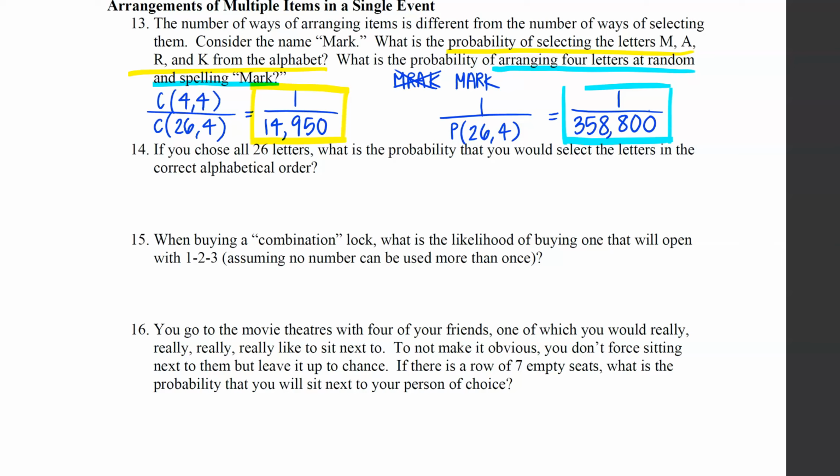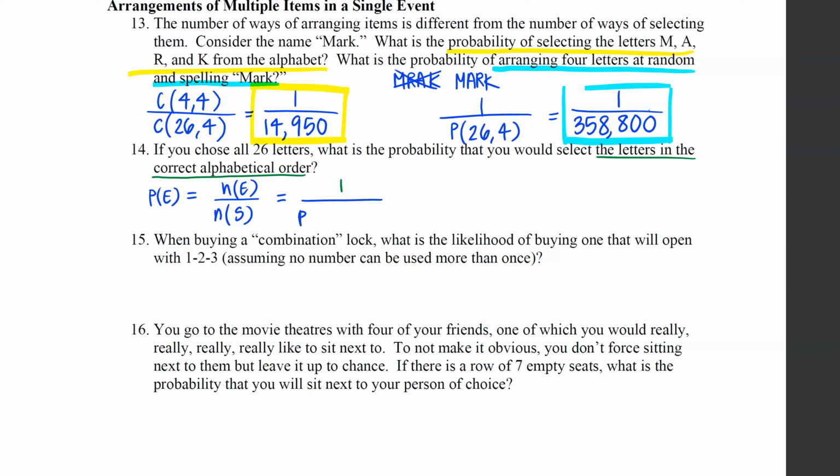In question 14, if you choose all 4 letters, what is the probability that you would select the letters in correct alphabetical order? The chances of this obviously would be so extremely low, but the probability of this event occurring would be the number of ways the event can occur over the number in my sample space. If my event is that I spell all the letters in correct alphabetical order, that would just be one way that happens, that it's A, B, C, D, E, F, G, etc., all the way until Z.